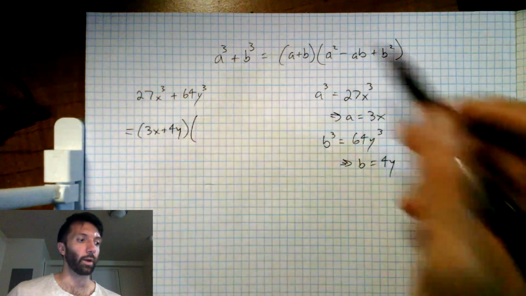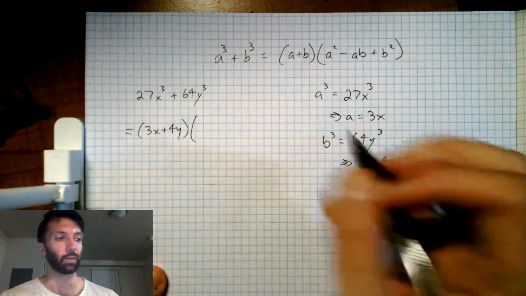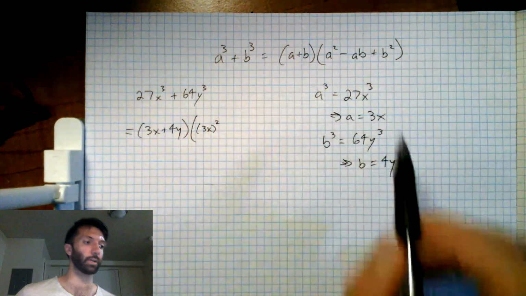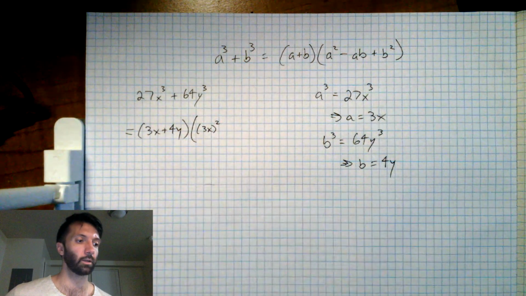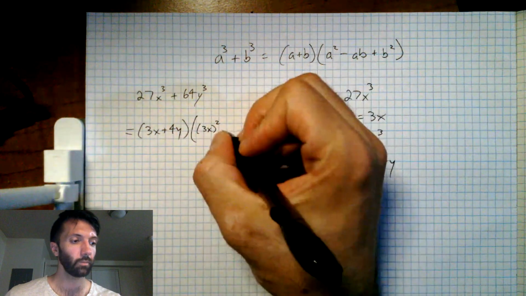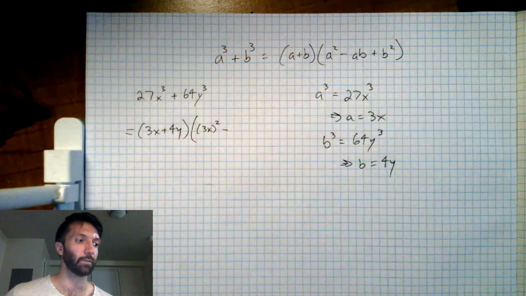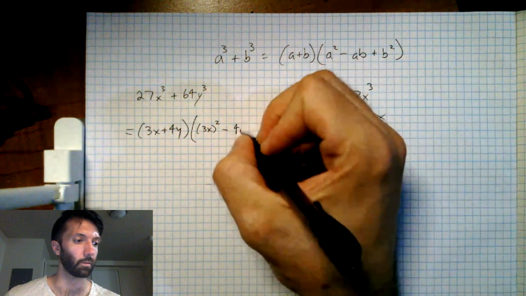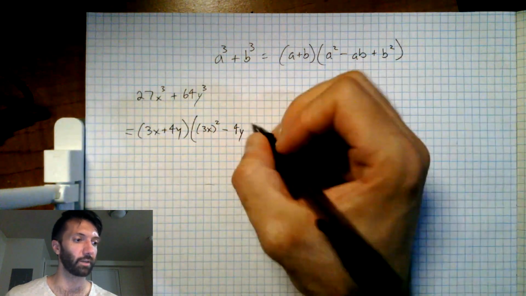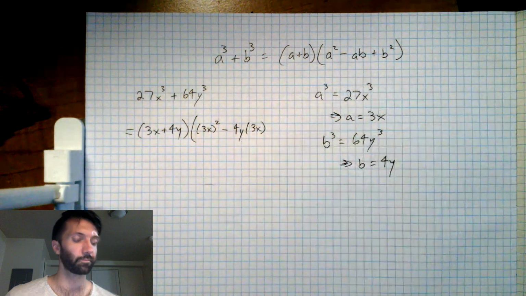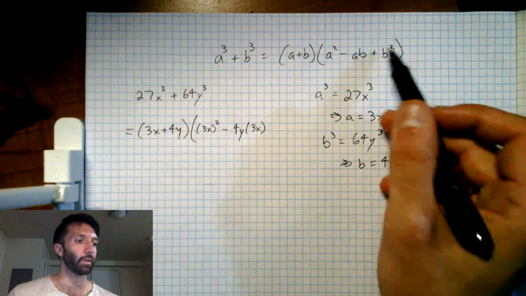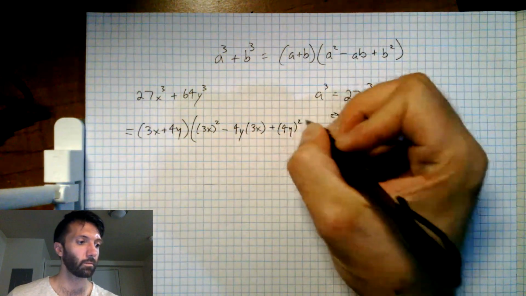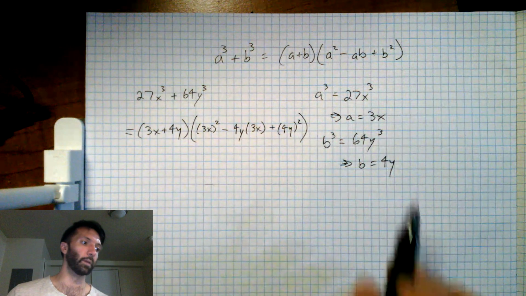Now a squared. So I'm going to just go ahead and make a substitution here just to be clear about what's happening. Okay, so there's a, 3x, and then I'm squaring it, and then we'll simplify that later. Minus a times b, so a times b. Oh, I accidentally wrote b first, but that's fine. Okay, and then plus b squared. Again, b was 4y.